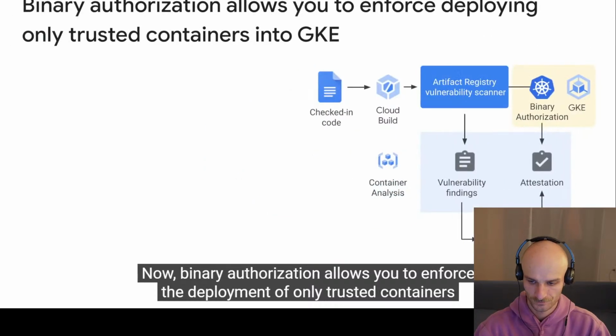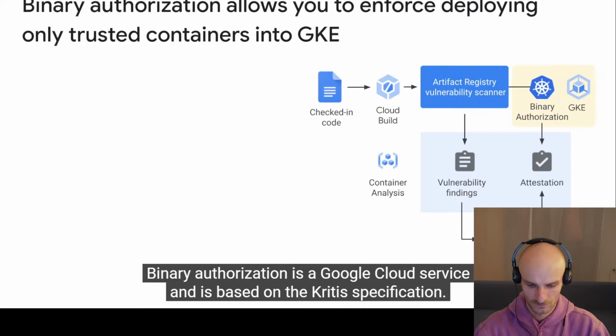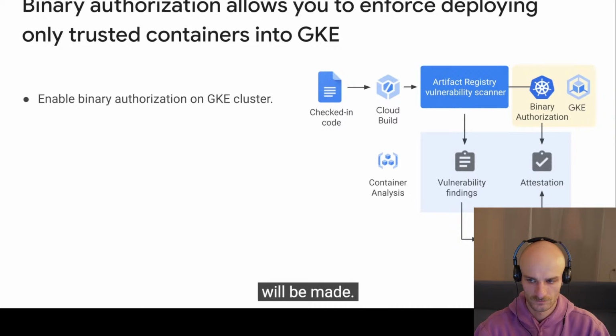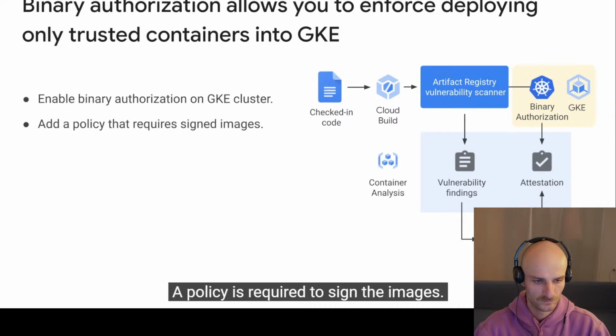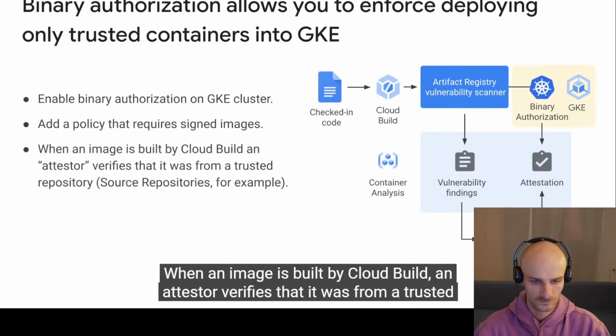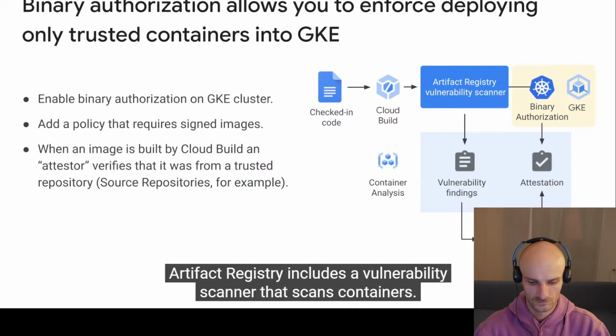Now, binary authorization allows you to enforce the deployment of only trusted containers into GKE. Binary authorization is a Google Cloud service and is based on the CRITIS specification. For this to work, you must enable binary authorization on your GKE cluster where your deployment will be made. A policy is required to sign the images. When an image is built by Cloud Build and a tester verifies that it is from a trusted repository, for example, source repositories, Artifact Registry includes a vulnerability scanner that scans containers.